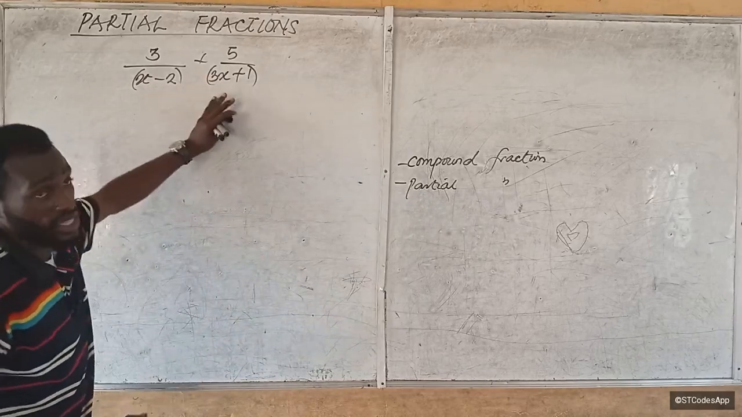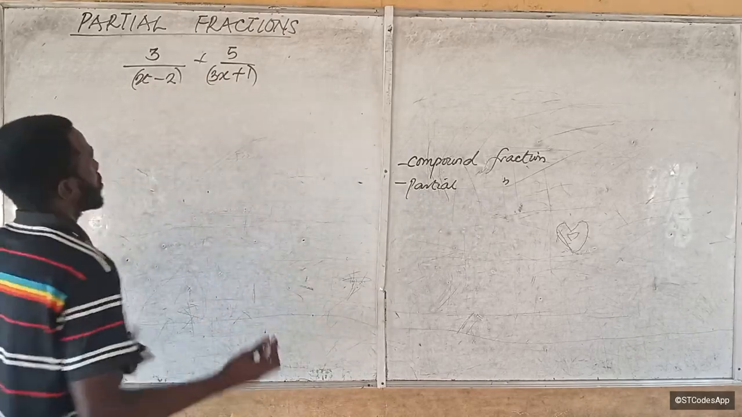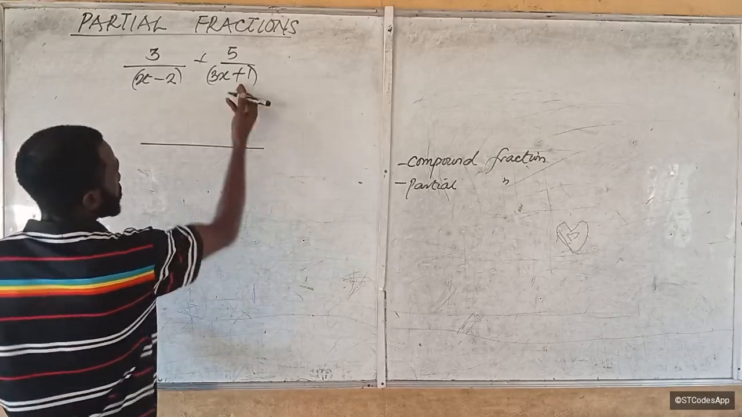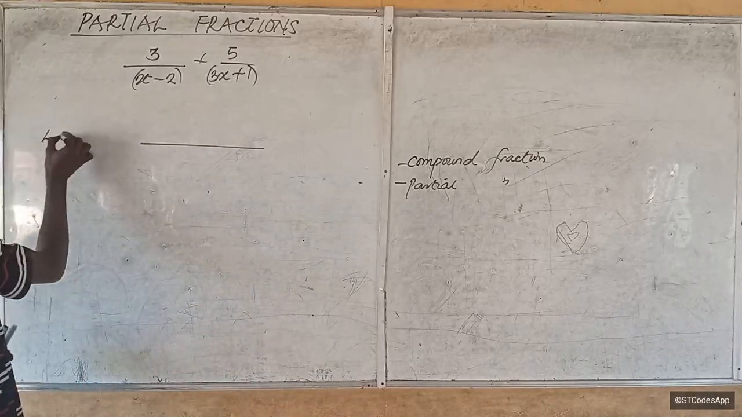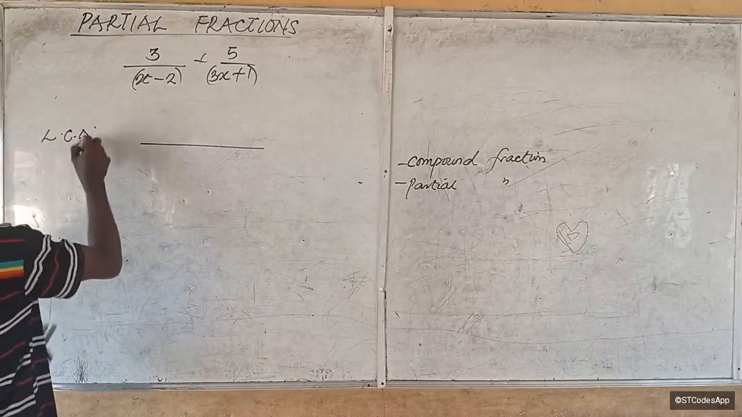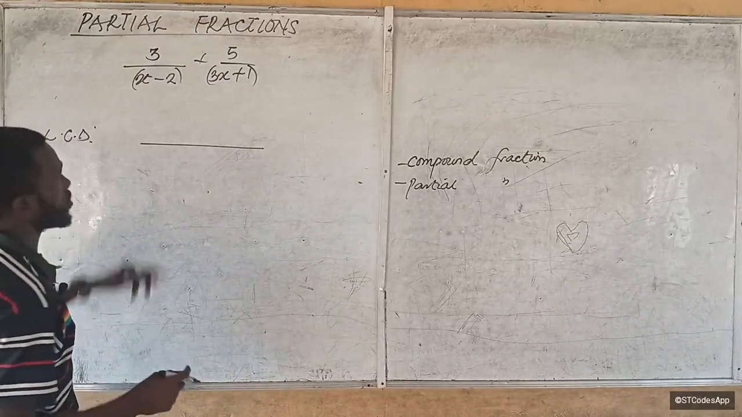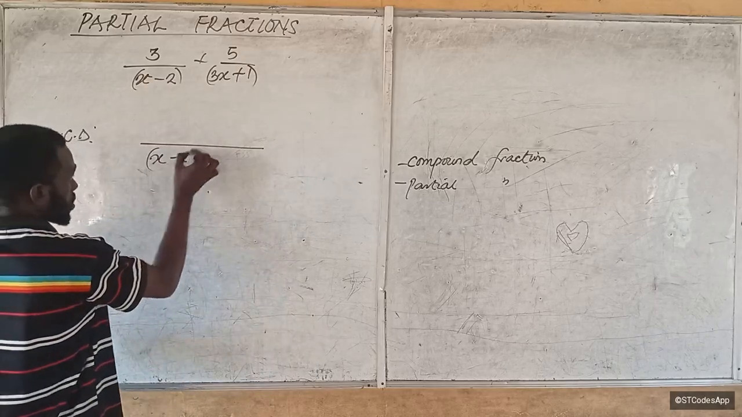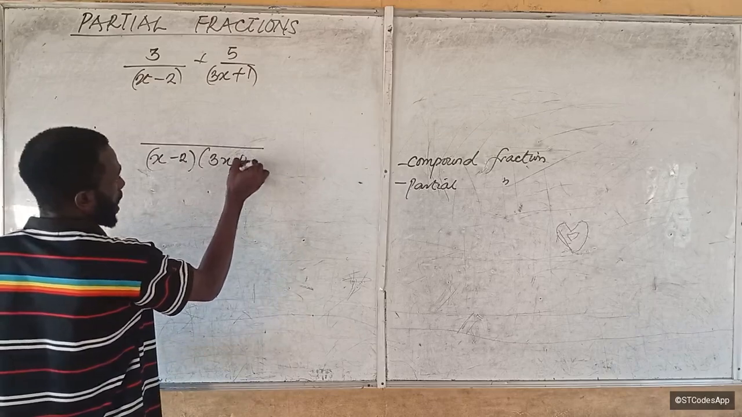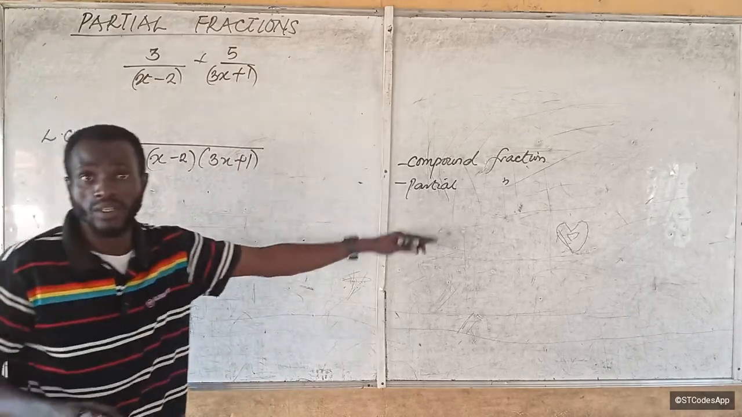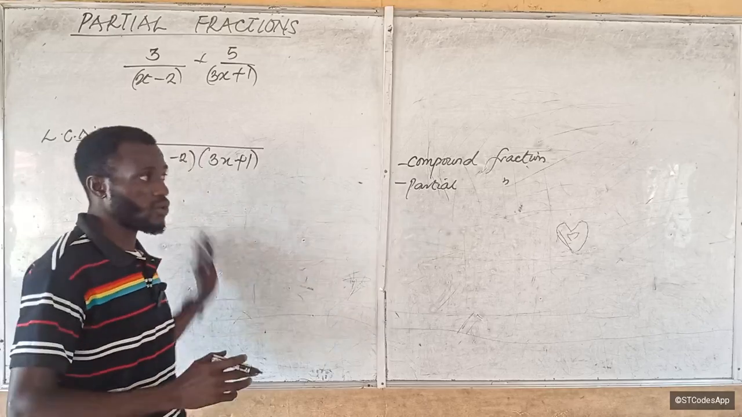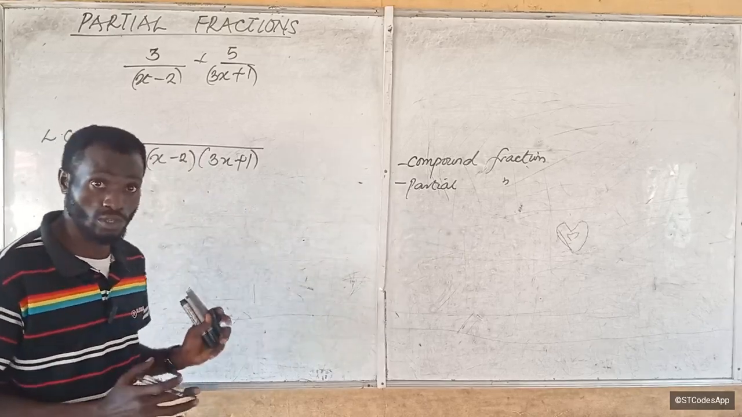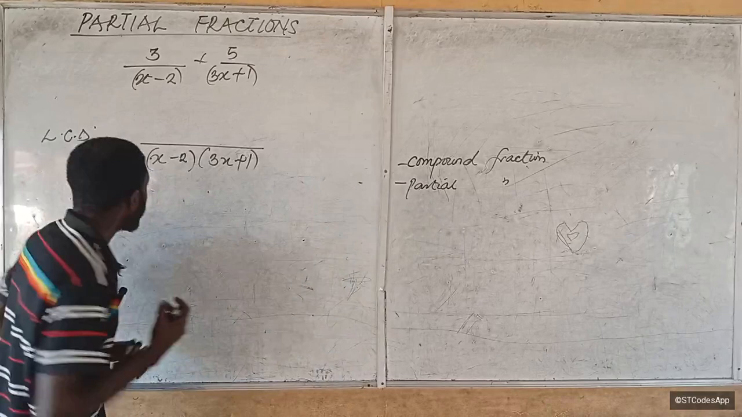If I say you should simplify this, you remember how you do it, yeah? You will take the LCD, the lowest common denominator. And the lowest common denominator is just multiplying these two together, right? So you have x minus 2. Just stick with me. I'm going to show you how we arrive at a compound and a partial fraction so that you know how to resolve partial fractions after showing you the forms. So listen. Now, how do you solve this?